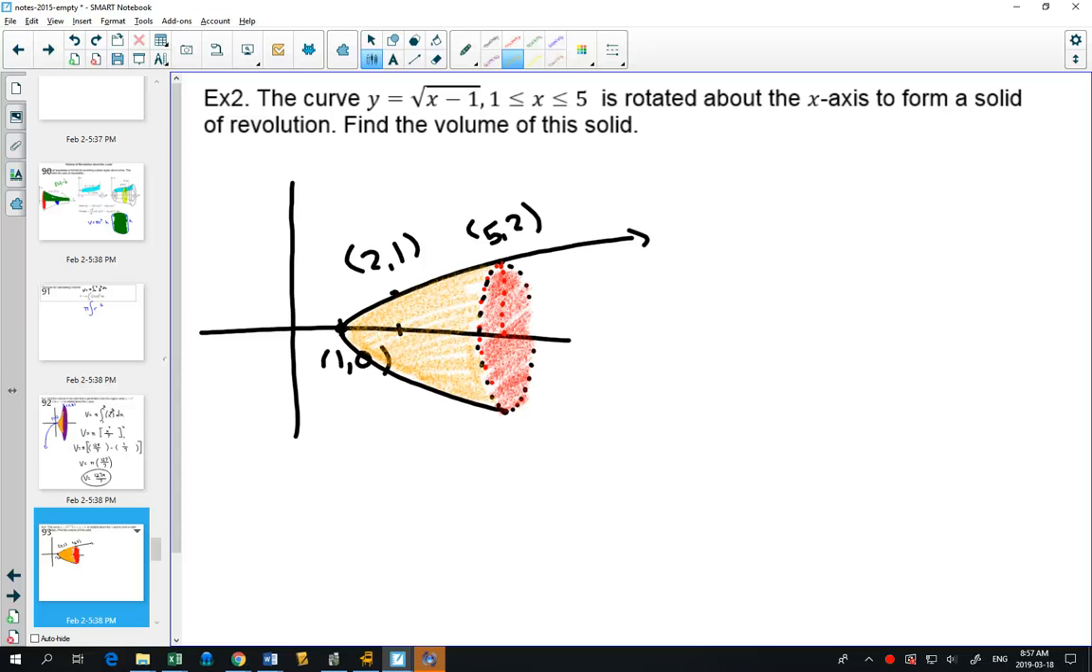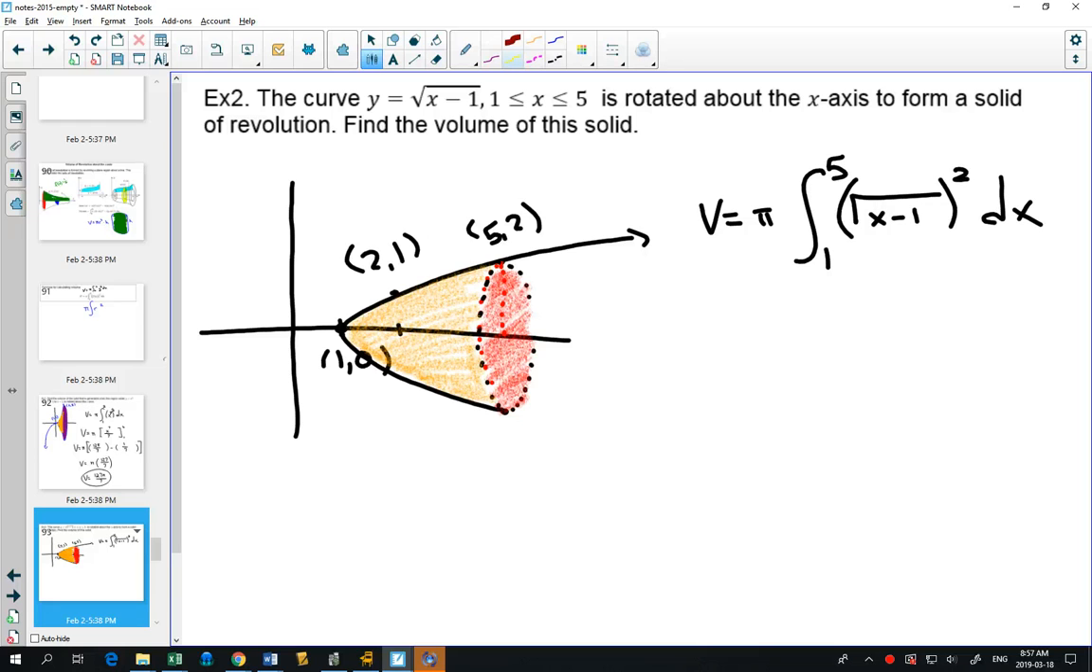So now if you wanted to find the volume of ham that you just bought, and you happen to figure out that, hey, it's just a square root graph rotated 360 degrees about the x-axis, well, we can set up our volume formula. Integral from 1 to 5 of square root of x minus 1, but that gets squared. This is going to work out so nice.